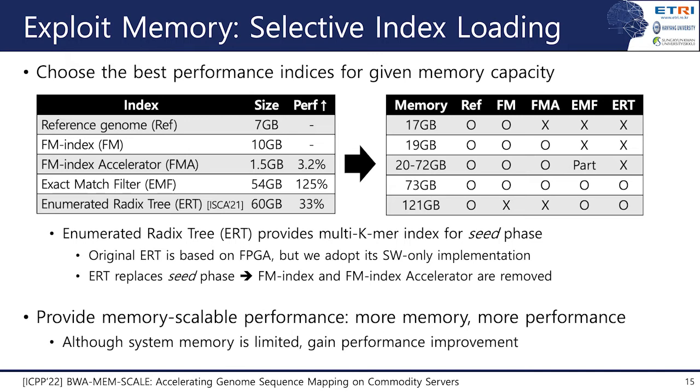The index of the FM index accelerator is 1.5 GB and improves the end-to-end performance by about 3%. The exact match filter index is in total 54 GB and shows 125% performance improvement. Last, we also adopt the enumerated radix tree presented at ISCA21. The enumerated radix tree provides a multi-k-mer index for the seed phase and improves the end-to-end performance by 33% with 60 GB of indices. Originally, the enumerated radix tree paper is based on its FPGA implementation, but we apply only its software implementation.